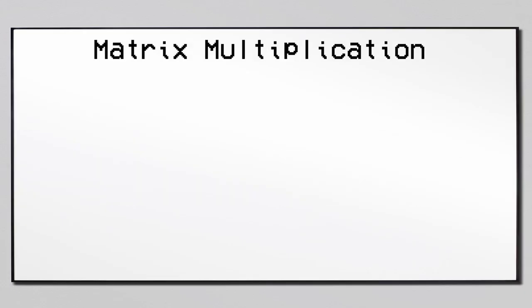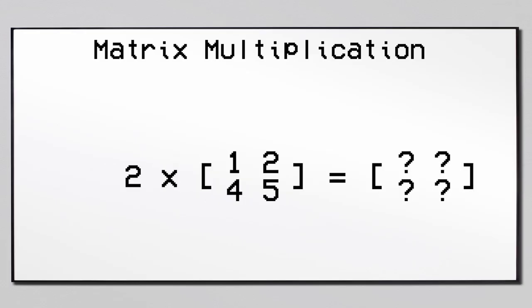Multiplication. To multiply a matrix by a single value, simply multiply each element within the matrix by that value, as shown below.